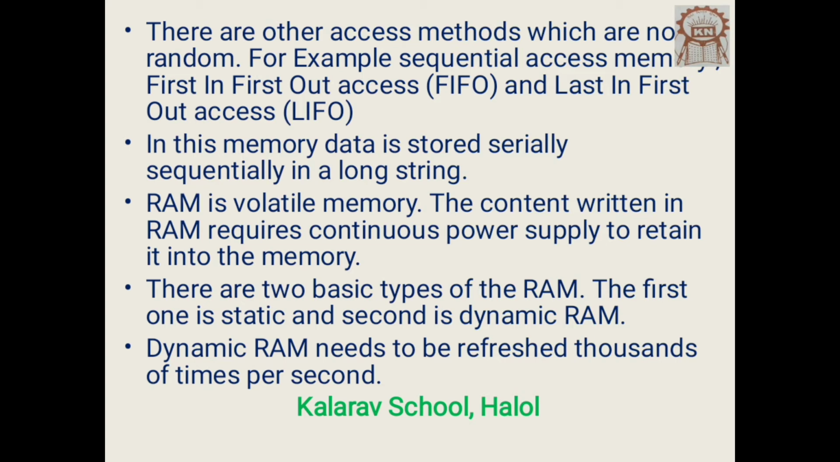RAM is volatile memory. The content written in RAM requires continuous power supply to be retained in the memory. There are two basic types of RAM. The first one is static and the second is dynamic RAM. Dynamic RAM needs to be refreshed thousands of times per second.